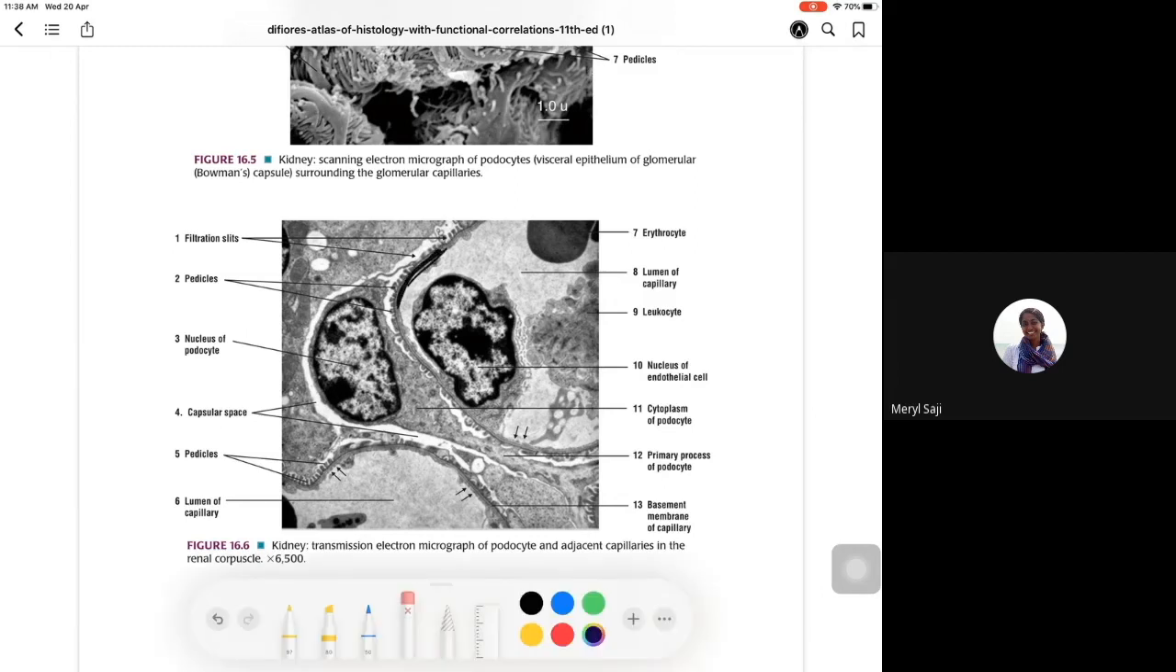I am going to draw the deposits here, and you have to tell me what is the location of the deposit. What is the deposit here, ma? Subepithelial, sir. Next. Membranous, sir. Super, ma. Subendothelial, sir. Very good, ma. Mesangium is not there in the picture. Okay, so that's why I'm not able to draw.